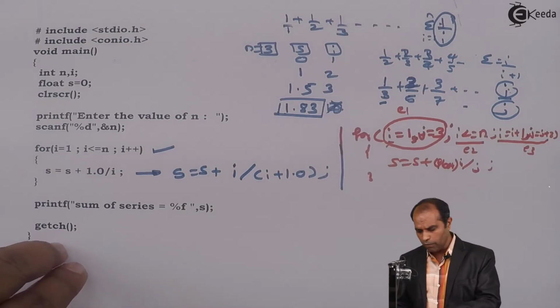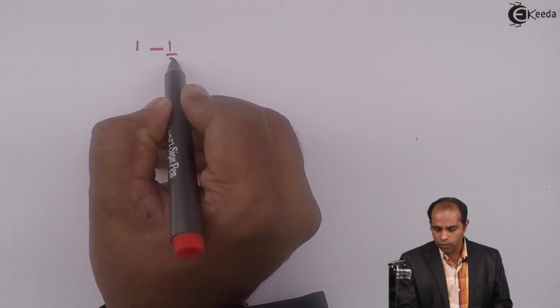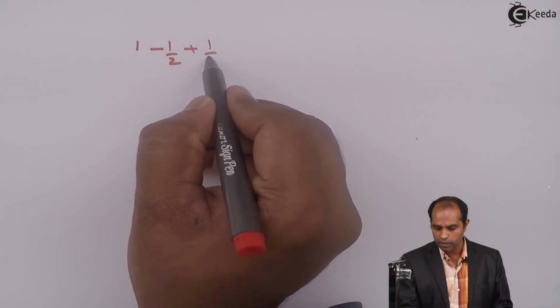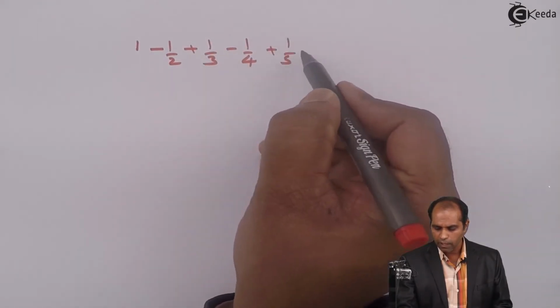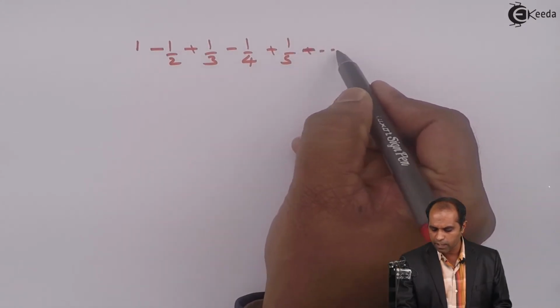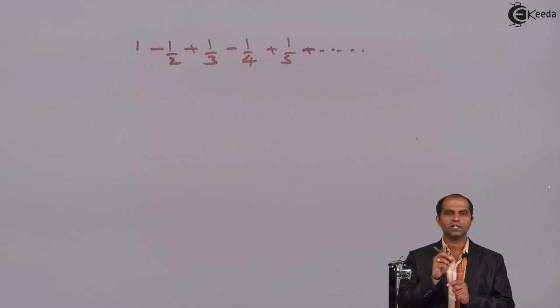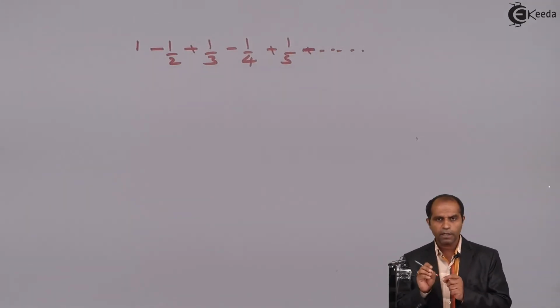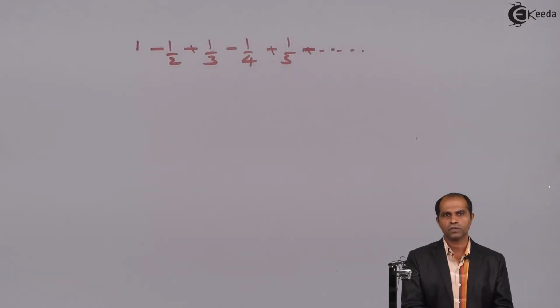Now we'll modify this example with one more series. Suppose the series is given in this fashion, say 1 minus 1 by 2 plus 1 by 3 minus 1 by 4 plus 1 by 5, and so on. If there is an alternate plus minus plus minus, I have applied it to a simple series. So this can be extended to any series example of your choice.